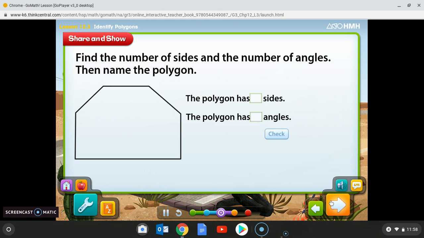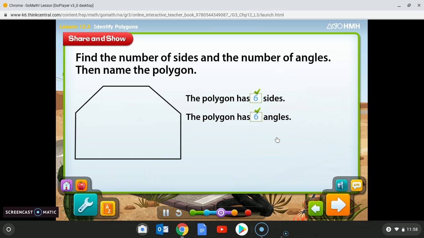Let's do one more example. Let's find the number of sides and the number of angles and then describe this polygon using the correct name. This polygon has 1, 2, 3, 4, 5, 6 sides. This polygon has 1, 2, 3, 4, 5, 6 angles. Your polygons should have the same number of sides and the same number of angles because those angles are just where our sides come together. It's the corner or the vertex.